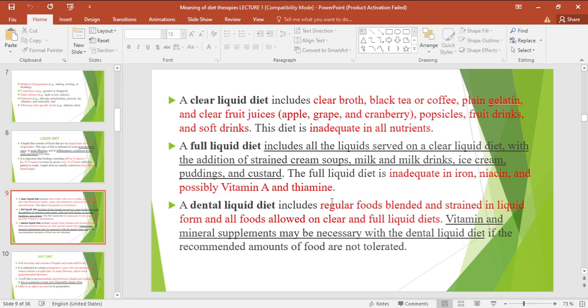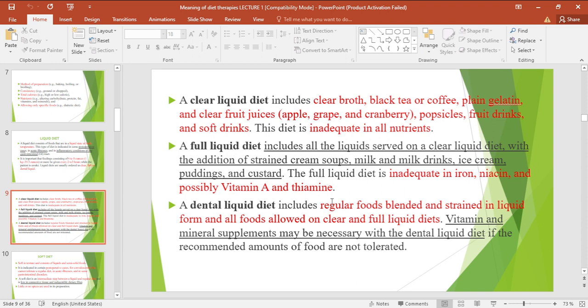So a clear liquid diet includes clear broth, black tea or coffee, plain gelatin, clear fruit juices like apple, grape, and cranberry, popsicles, fruit drinks, and soft drinks. And this diet is inadequate in all the nutrients because it is quite selective. It only focuses on food items that are clearly liquid. Then the full liquid diet, we include all the liquids that are served on a clear liquid diet. And here we shall also add strained cream soups, milk and milk drinks, ice cream, puddings, and custard.